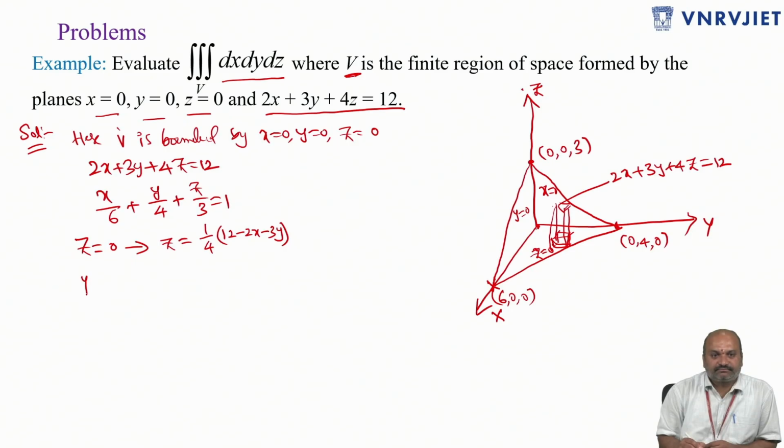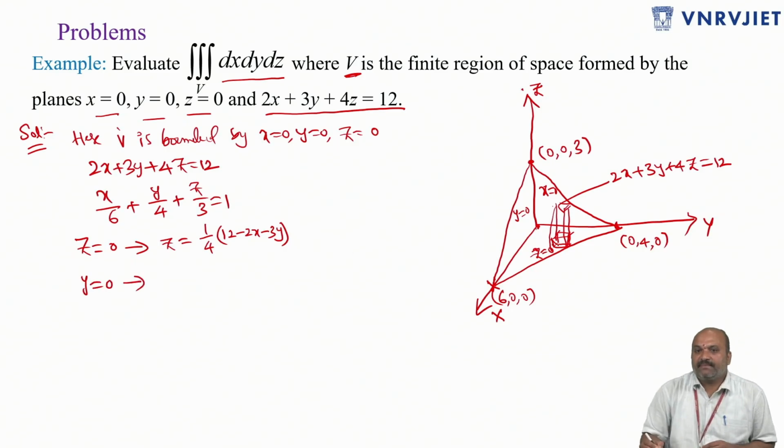Similarly, the y limits. We have 3 dimensions and have to come to 2 dimensions. We have to consider the projection of this plane in the xy plane. In the xy plane, remember, the z coordinate is always 0. If z equals 0, the equation becomes 2x plus 3y equals 12.